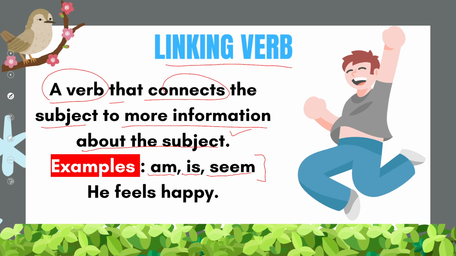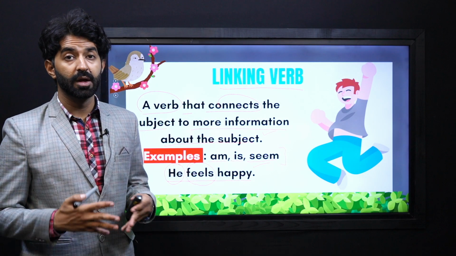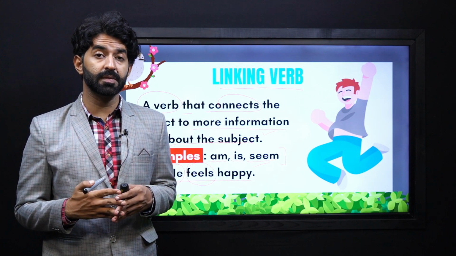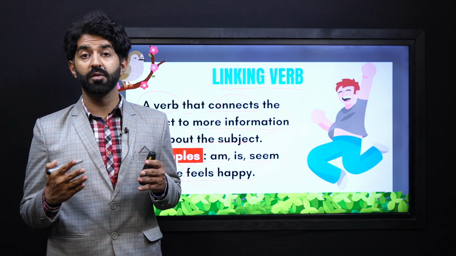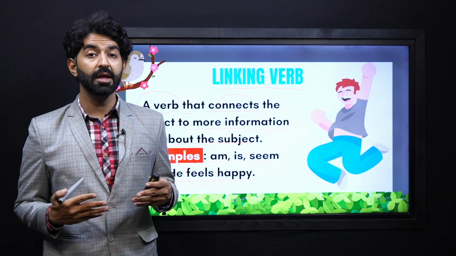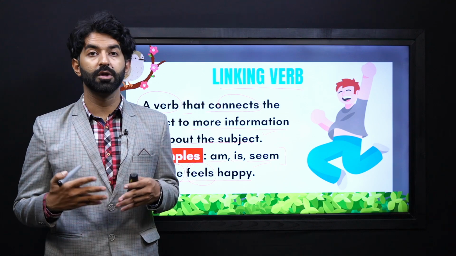Let's look at an example. He feels happy. Now, this verb feels is giving us more information about the subject over here, in this case, which is a pronoun, and it's telling us about the state of the subject. So in the sentence, he feels happy, the word feels is our linking verb. It's linking our subject with more information.